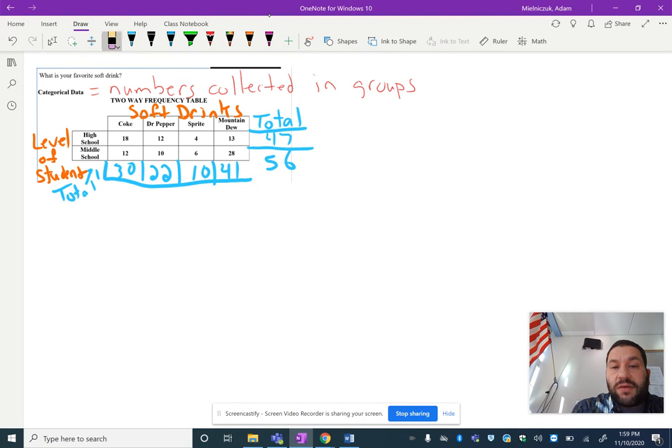But this is why we do these things, because it's not just my opinion here. Okay, so these are just different ways that we can look at frequency or categorical data. We can put it into a two-way frequency table, and from there, there's a ton of different things that we can do with this.